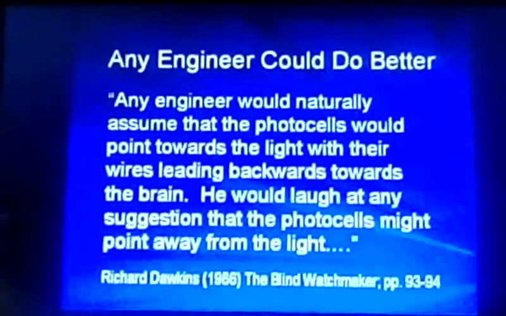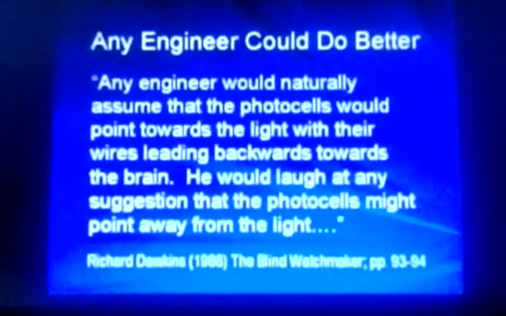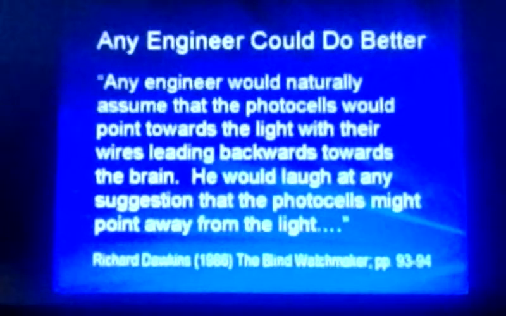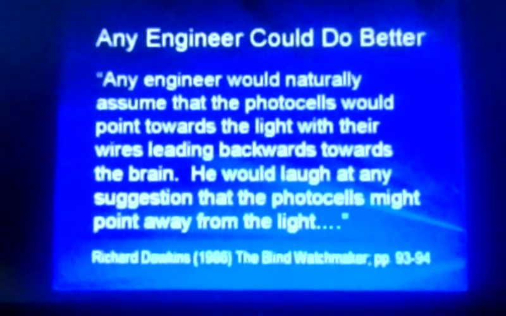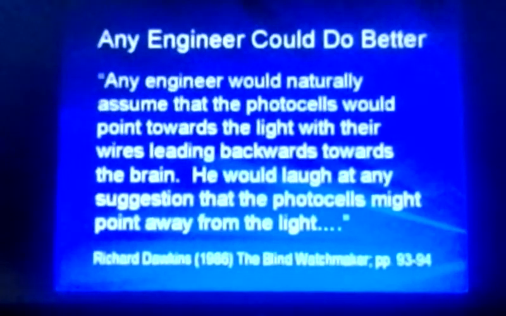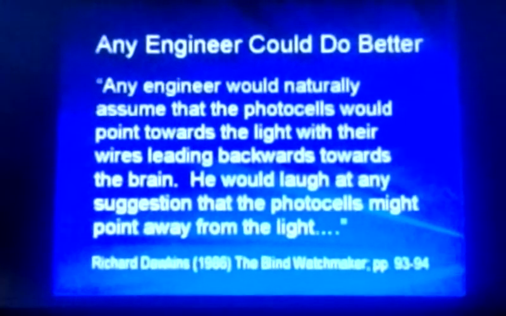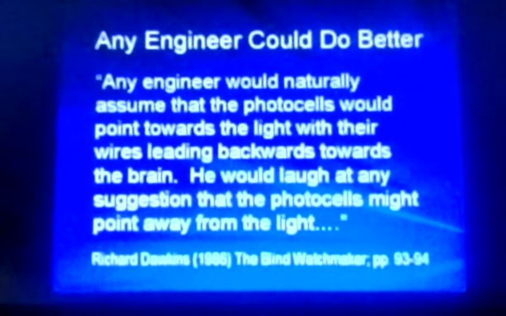He says, any engineer would naturally assume that the photocells would point towards the light with their wires leading backwards towards the brain. In other words, that the light-sensitive cells would face out towards the light, not the other direction. It sounds pretty good so far to me. He would laugh at any suggestion that the photocells might point away from the light. Wow, do they point away from the light? They really do. All mammals, all vertebrates, the retina is then upside down.